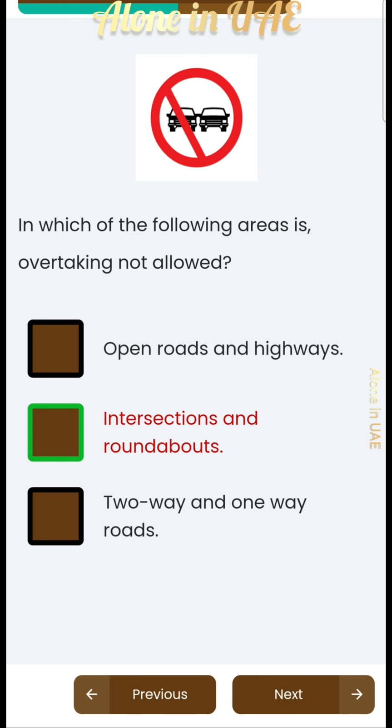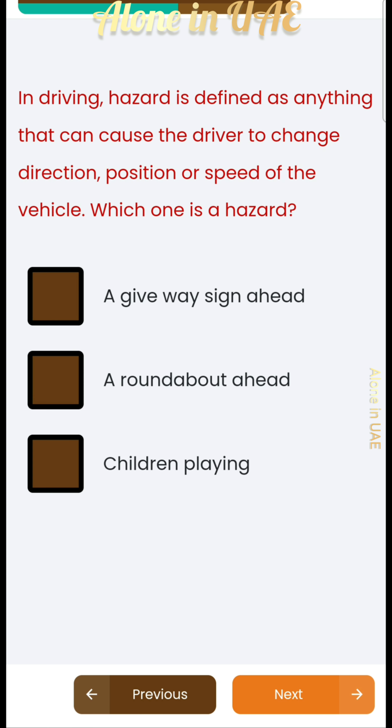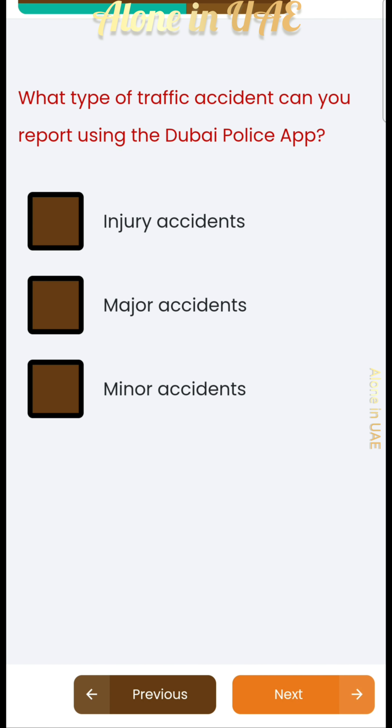Intersections and roundabouts. In driving, hazard is defined as anything that can cause the driver to change direction, position or speed of the vehicle. Which one is a hazard? A roundabout ahead.